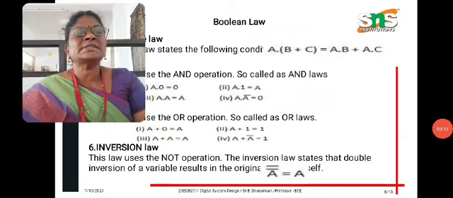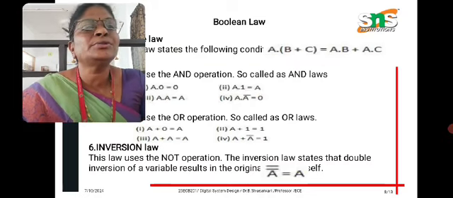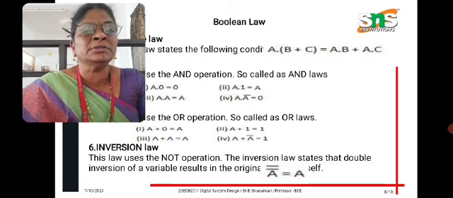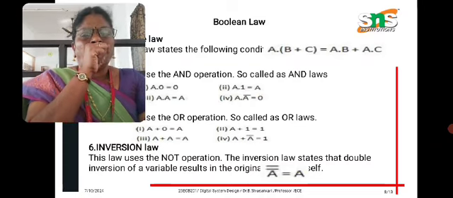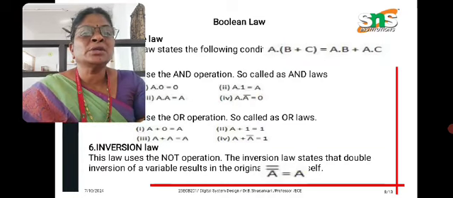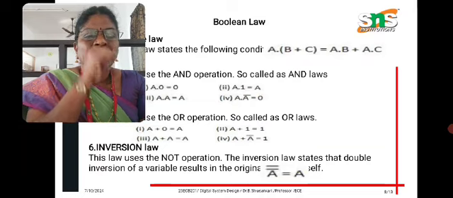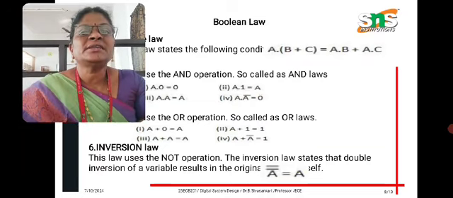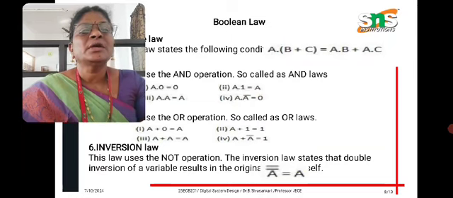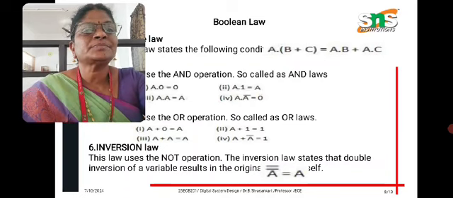the distributive law. This states the following condition: A into B plus C can be distributed as A dot B plus A dot C. You can see the AND operation, so called AND laws. Next, the remaining laws are AND operations and OR operations. The AND laws are: A into 0 is equal to 0, A into A is equal to A, A into 1 is equal to A, and A into A bar is equal to 0.